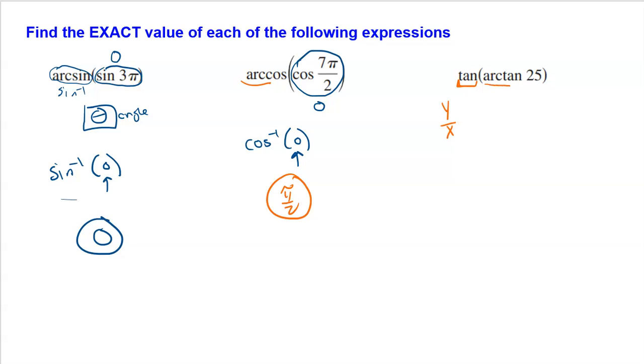But this inside is what's going to trick me up here. This inside is a tangent inverse. Remember, tangent inverse is an angle. So this is an angle. I've got to figure out what angle it is. So I'm trying to find an angle where the y divided by the x is 25.